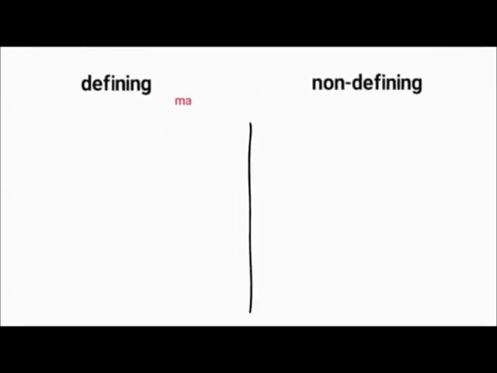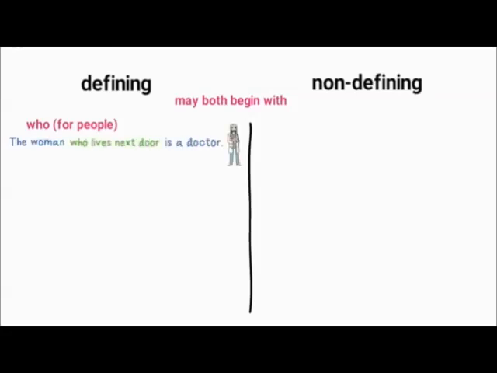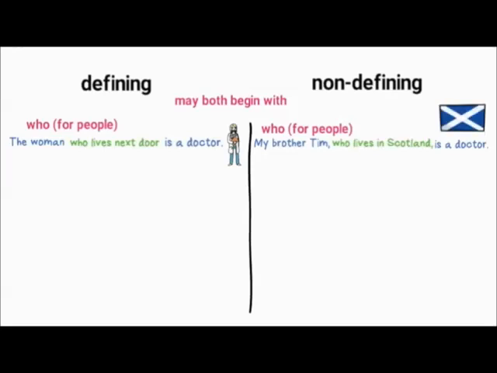Defining relative clauses and non-defining relative clauses may both begin with these relative pronouns. Who, for people. The woman who lives next door is a doctor. This is essential information. Without the relative clause, we would not know which woman we were talking about, so it's a defining relative clause. Whereas my brother Tim, who lives in Scotland, is a doctor, is a non-defining relative clause because it is simply adding extra information. Notice the two commas when it is in the middle of a sentence.